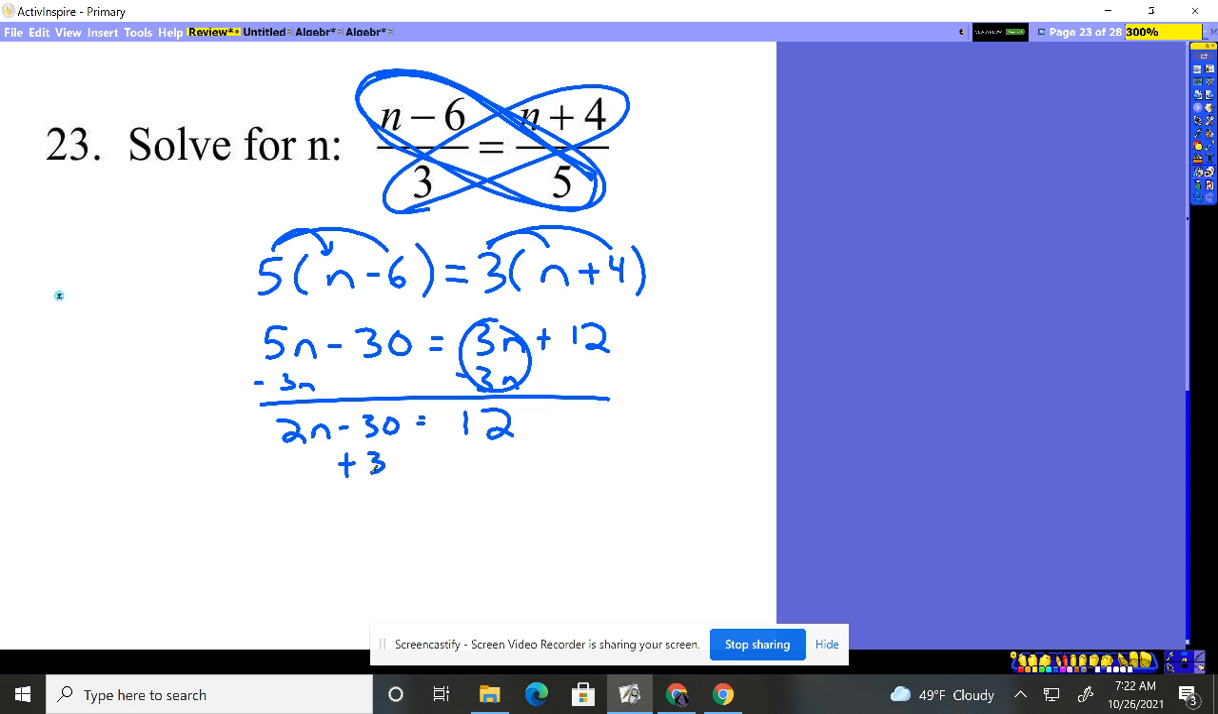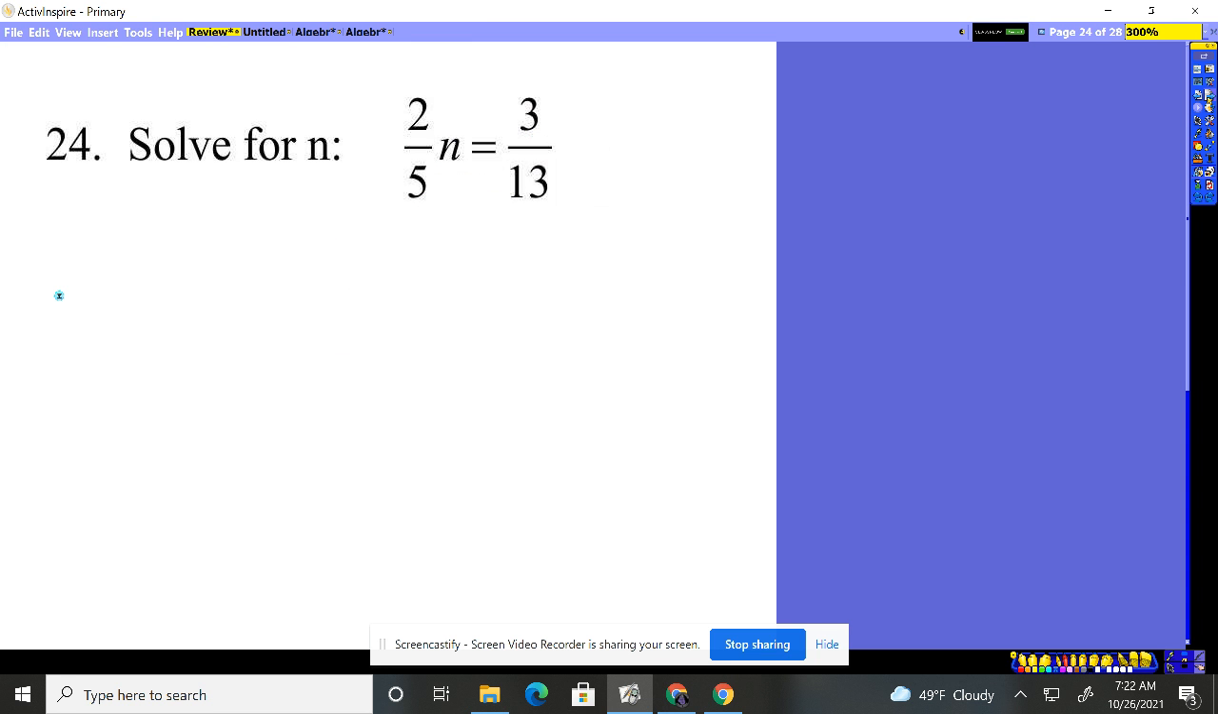Now move your number over to be with the other number. We have 2 times n, because that goes away, equals 12 plus 30, 42. Final step, divide by 2, and we'll have our answer. n is equal, 2 goes in there 21 times. So for 23, n is 21. That'll make those two equations equal.